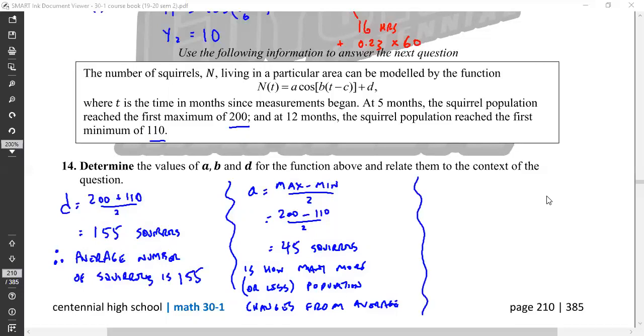And then our last one, b. b is equal to 2 pi over the period of this. We had at 5 months a maximum, and at 12 months a minimum. That means my next maximum would be another 7 months later, right? There's 7 months between this maximum and this minimum, and it's going to take another 7 months to get back to a maximum again if this is a periodic function. So therefore, period is 14 months. So 2 pi over 14. So b is equal to pi over 7.